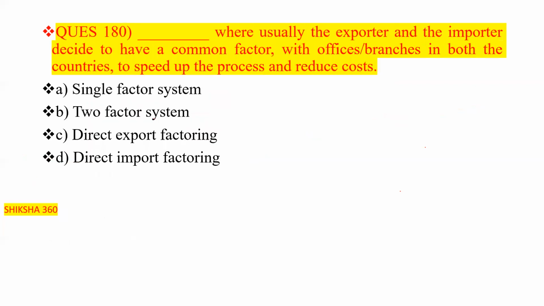Now move to the next question. Dash, where usually the exporter and the importer decide to have a common factor, with offices or branches in both the countries, basically for what? To speed up the process and reduce the cost.